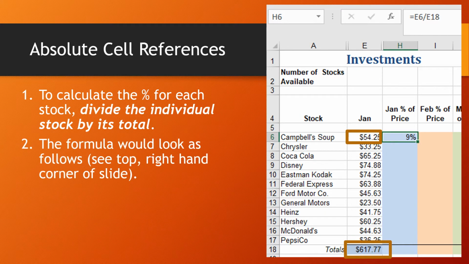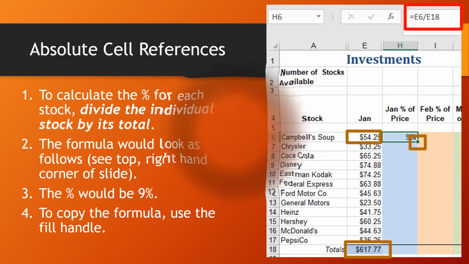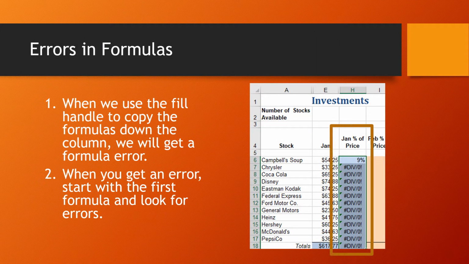In this case, we would take $54.25 and divide it by the total stock, which is $617.77, in order to get the 9% for Campbell's Soup's January percent. To copy the formula, we normally would use the fill handle. When we use the fill handle to copy the formulas down the column, notice we get the div trace error.